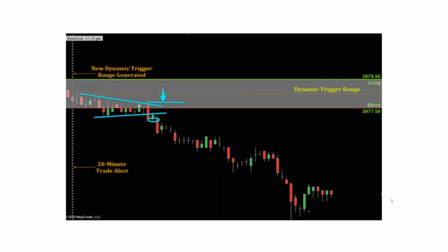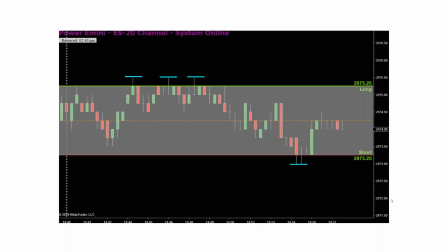Here's an example of a short. You can see that the dynamic trigger range was generated, and then price started breaking down, and we get a lot of the normal patterns too. We get flag patterns and whatnot.